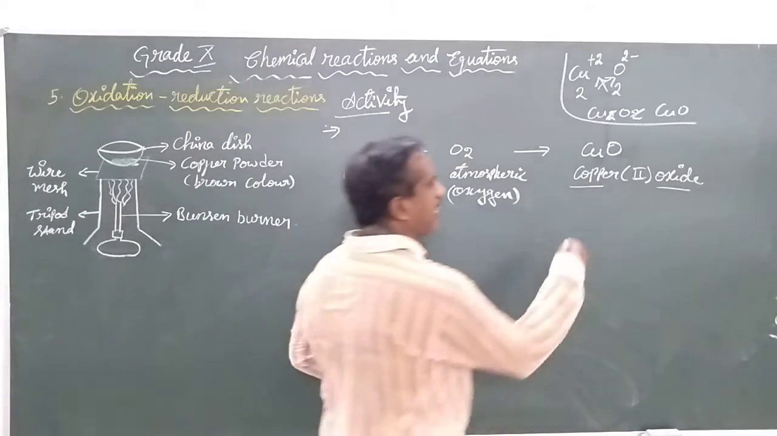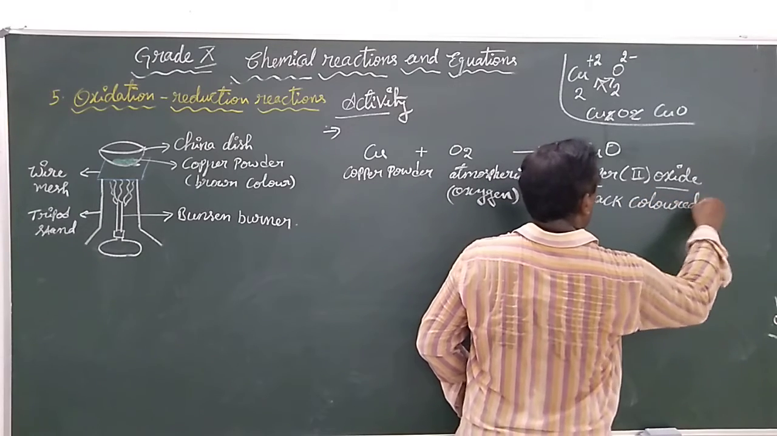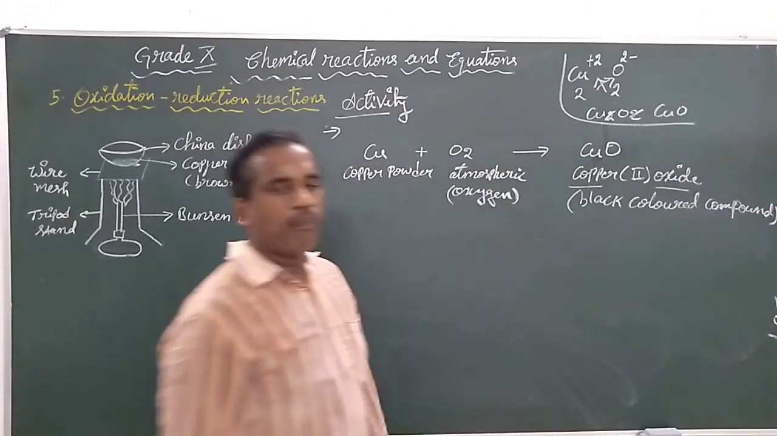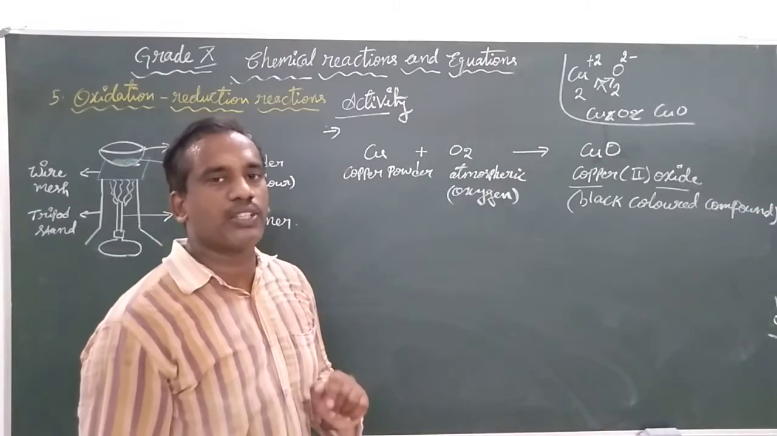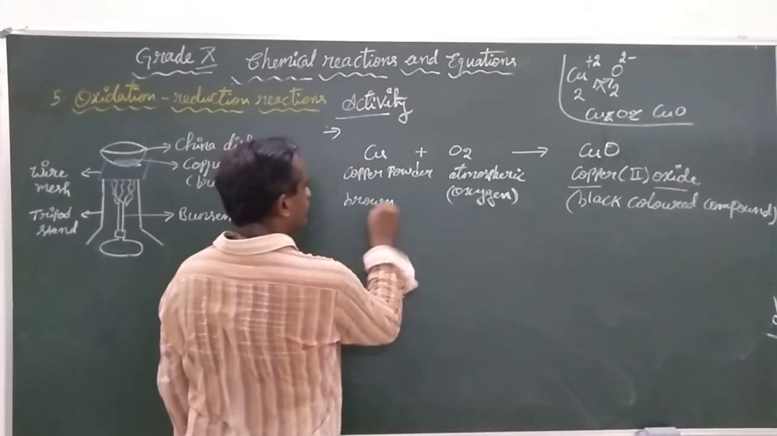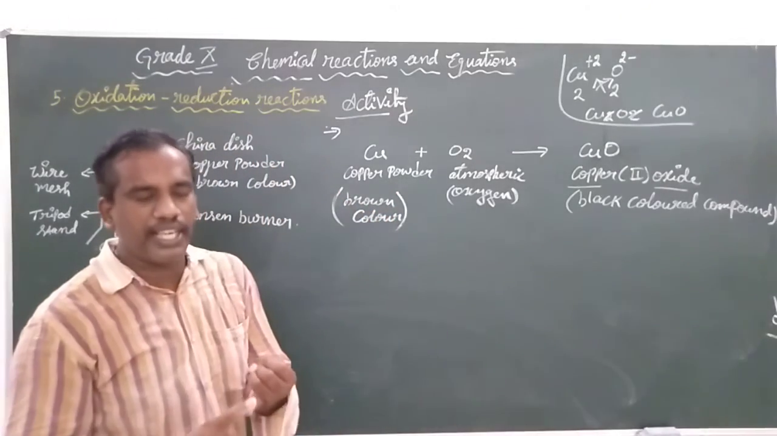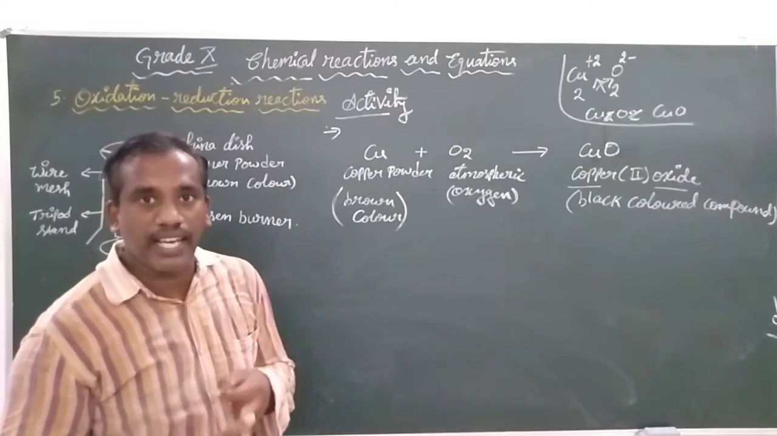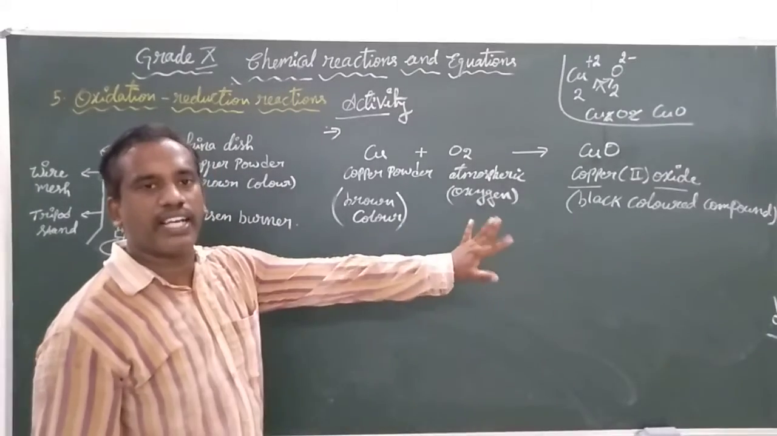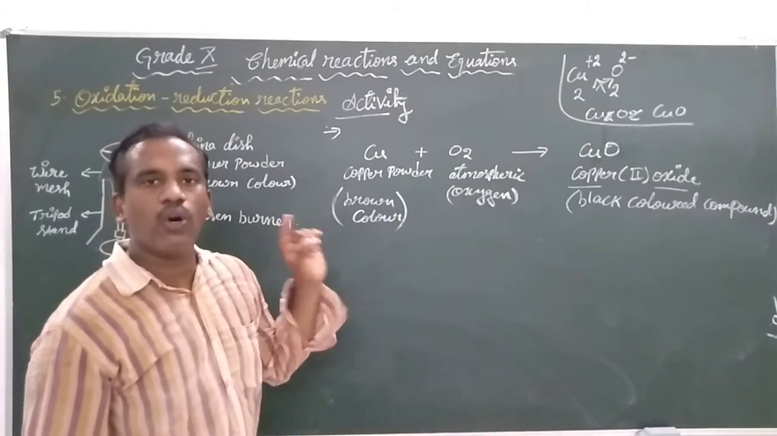This copper oxide is a black colored compound. What is the color of the compound? Black colored compound. Previously we had learned about changes during a chemical reaction. During a chemical reaction there will be a change in state, change in temperature, change in color. Initially copper powder will be brown in color, but at the end of the reaction there is a change in color to the black colored compound, copper oxide.